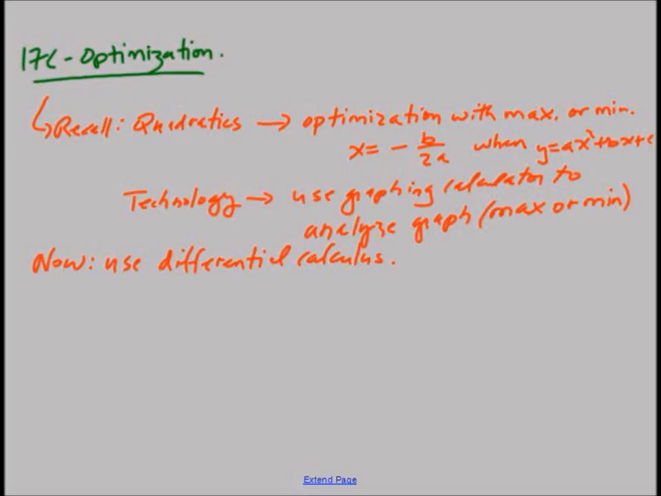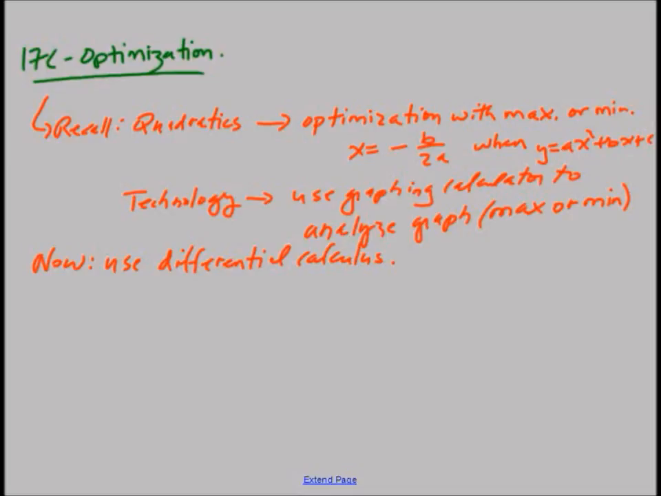Welcome back. Last video for this week, section 17C, optimization. Optimization means we're finding the optimum place, for example, for profit or optimum area, meaning maximum or maybe minimum.